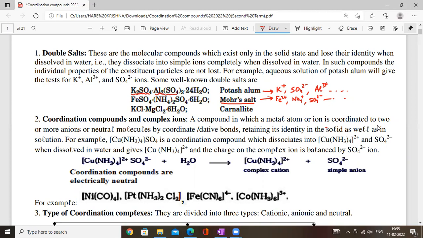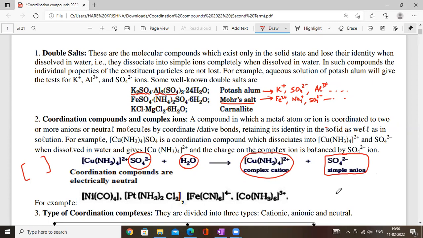That means if I try to ionize it in the aqueous solution, it will give you [Cu(NH3)4]2+ plus sulfate ions. That means it is not going to lose its identity in the aqueous solution. This will retain its identity. Only this sulfate ion, which is outside the coordination entity, which is of course this bracket, also called a counter ion that we will study later on, is capable of giving the test.